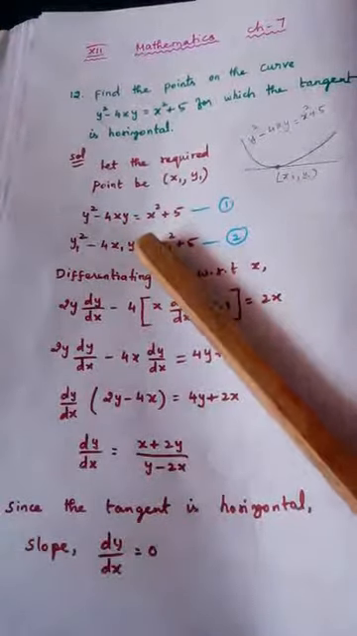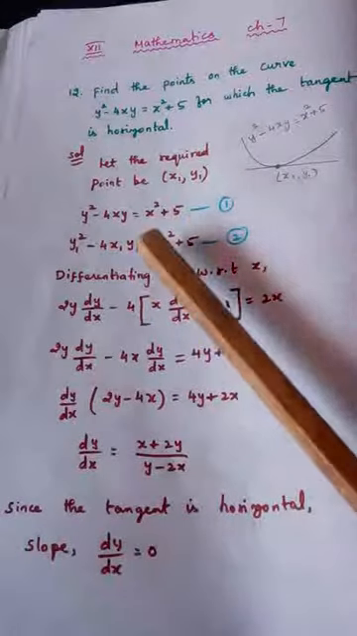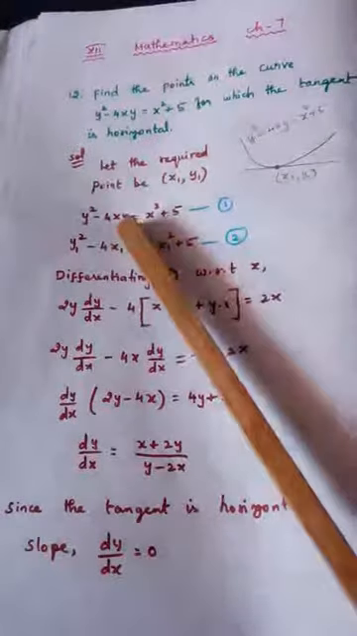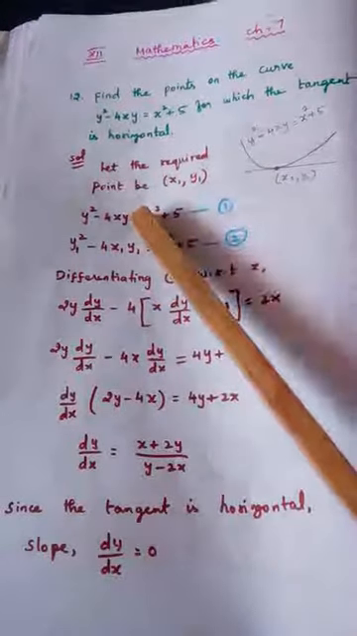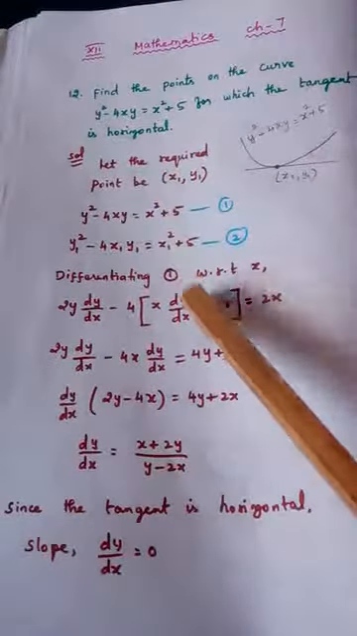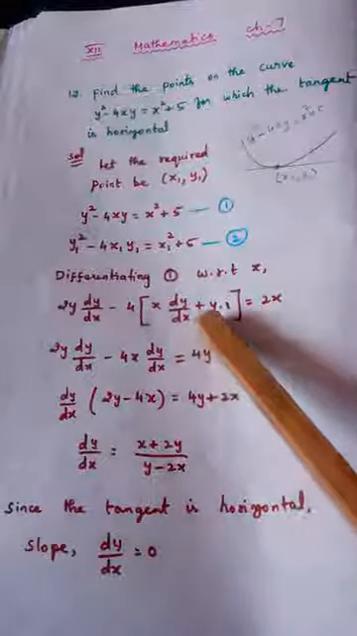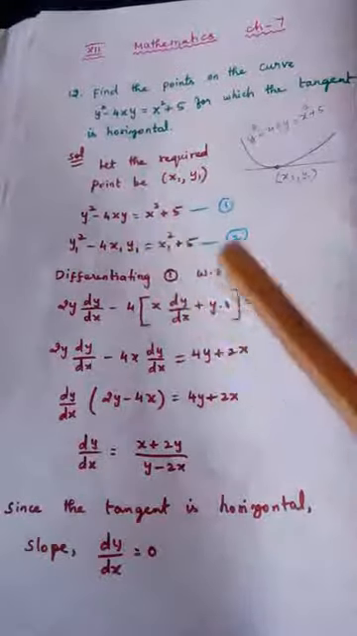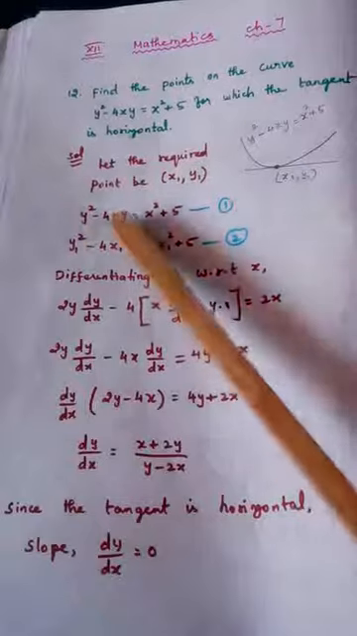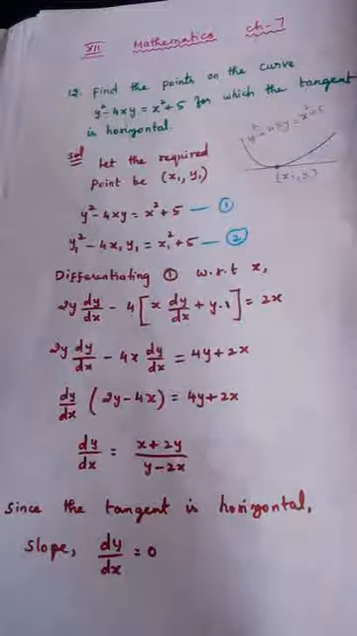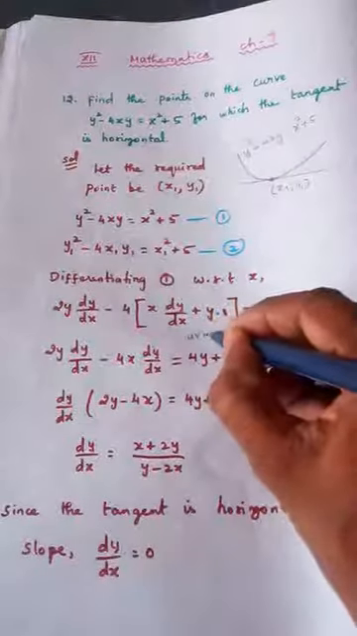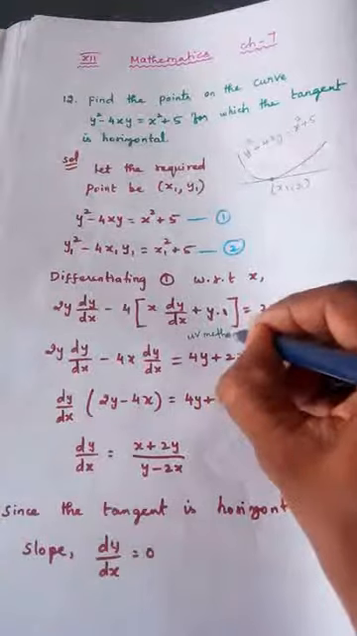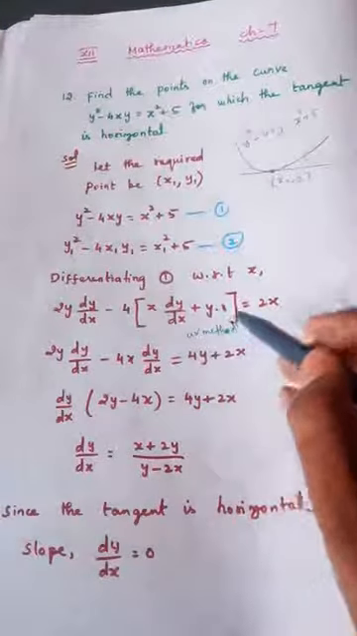Product rule. What is product rule? u into v dash plus v into u dash. So x is u, so u is kept as it is. Differentiating v, that is differentiating y, you will be getting dy by dx. Plus, keeping y now, y into differentiation of x is 1. So again I repeat, this we have written using what formula? UV method. So this bracket comes by UV method.